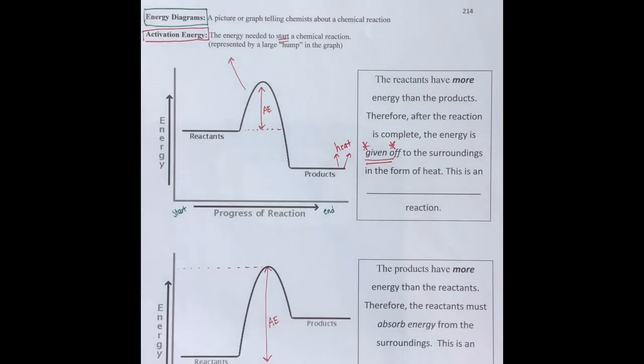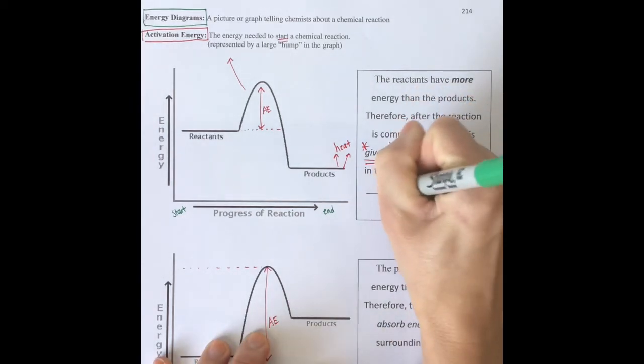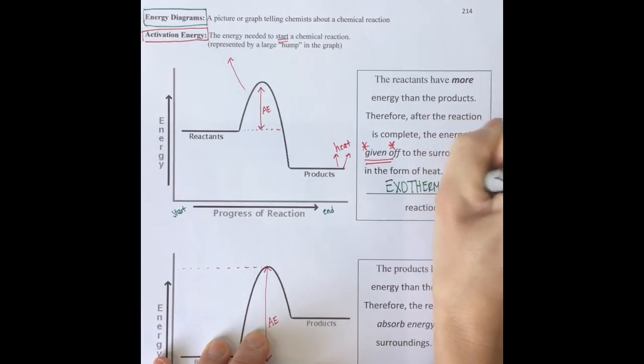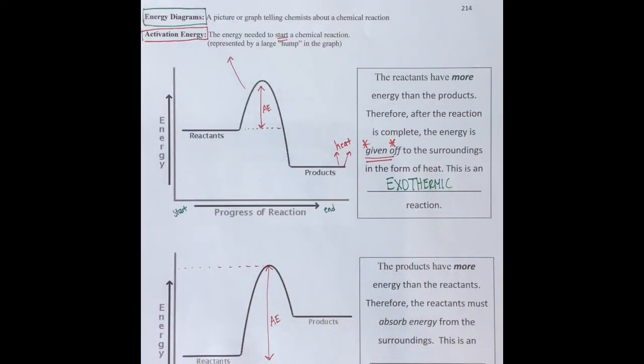Jump back to your first page and think about what kind of reaction that describes. Is it endothermic or exothermic? This describes an exothermic reaction because heat is given off to the surroundings.